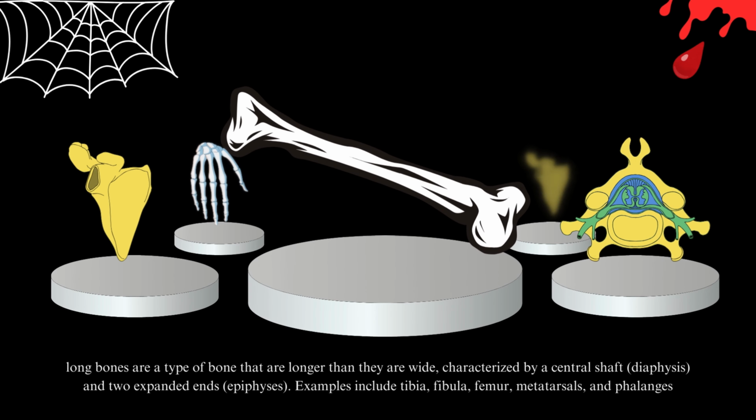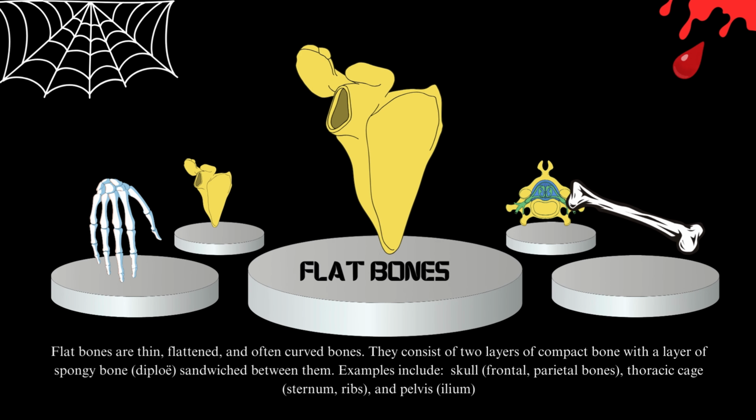There are different types of bones. Long bones have a long tubular shaft, diaphysis, and two expanded ends, epiphyses. An example is the femur. Flat bones provide protection, support, and surface area for muscle attachment. An example is the scapula.